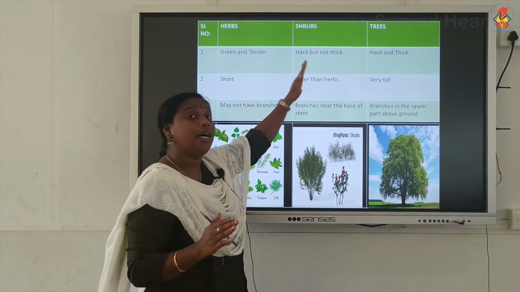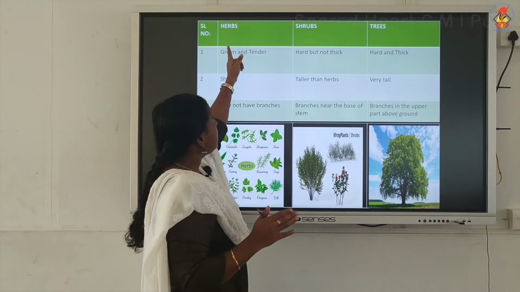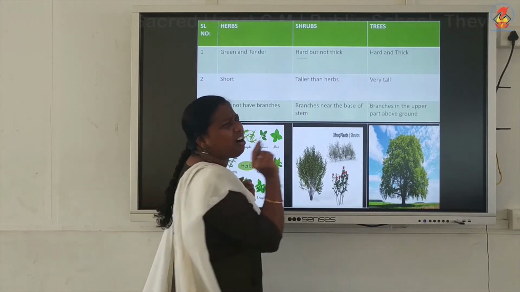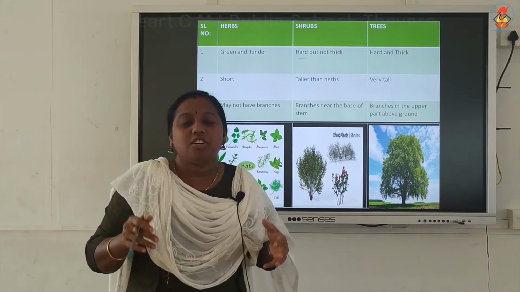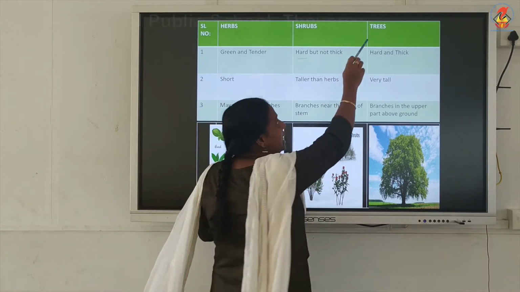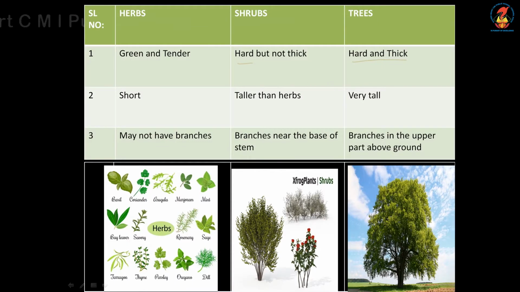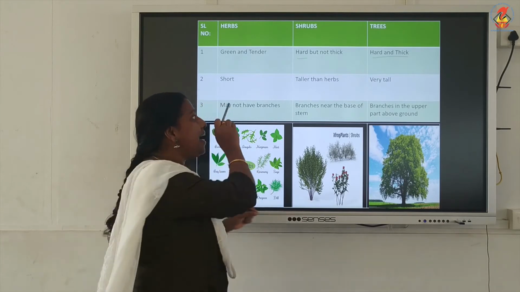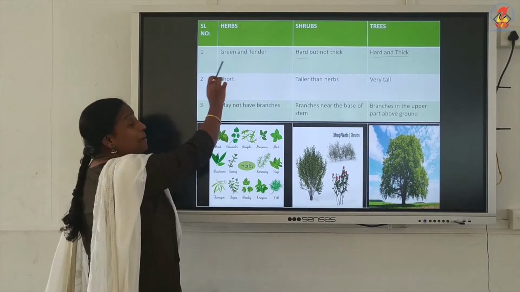Now when you are comparing a herb to a shrub, you can see that the stem of the herb is very soft, but that of a shrub is a little bit hard, but not too thick as a tree. Clear? Whereas in case of a tree, the stem is very hard and thick, very woody. Just think about a tree. You can see around you one mango tree or one coconut tree or a jackfruit tree, anything. You might have seen the stem, it's very hard and very woody. But the stem of a shrub will not be that hard or thick, but it will be a little bit hard when compared to a herb.